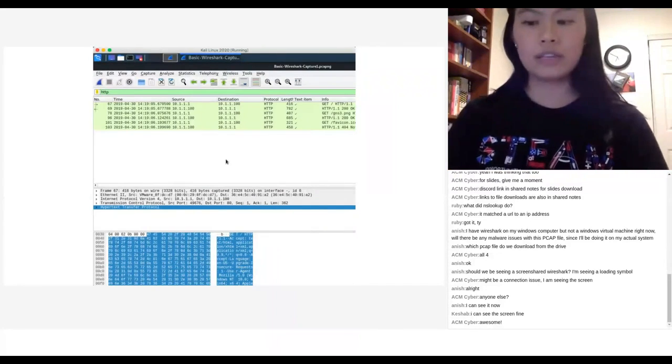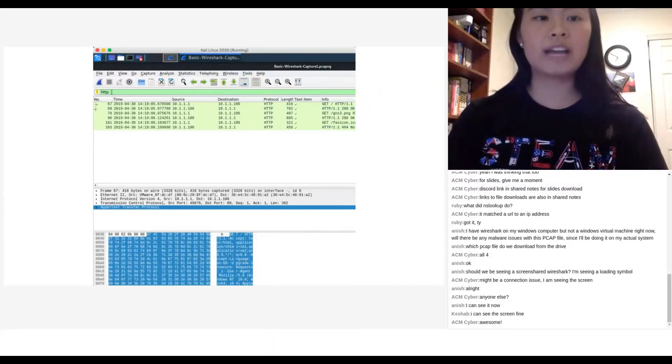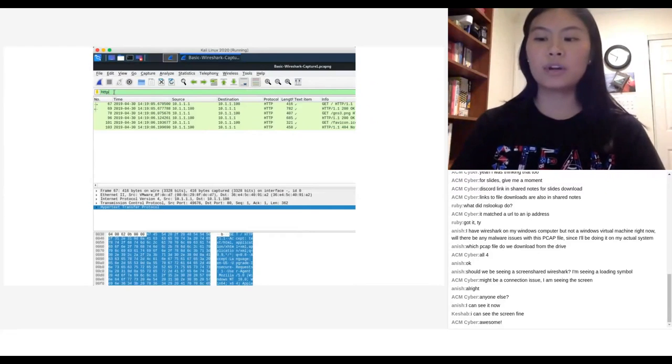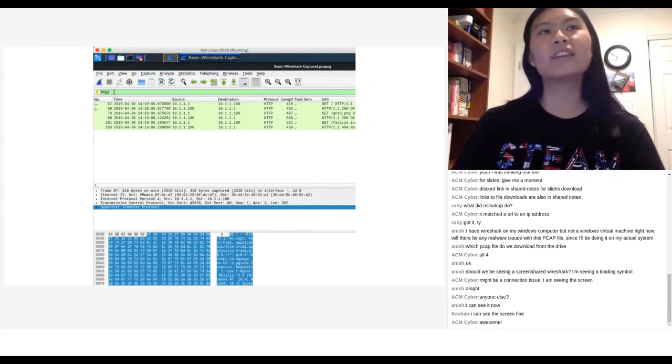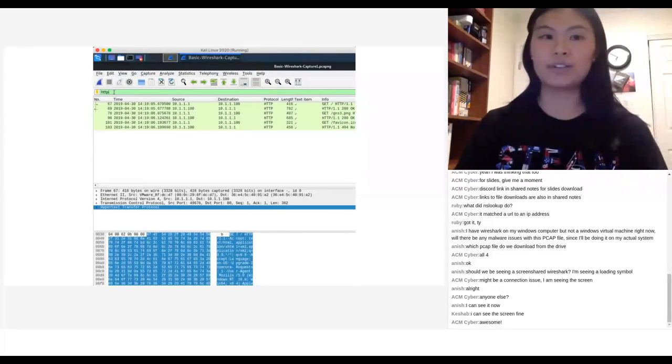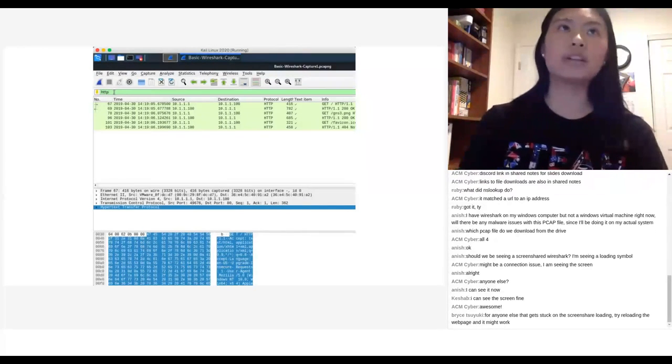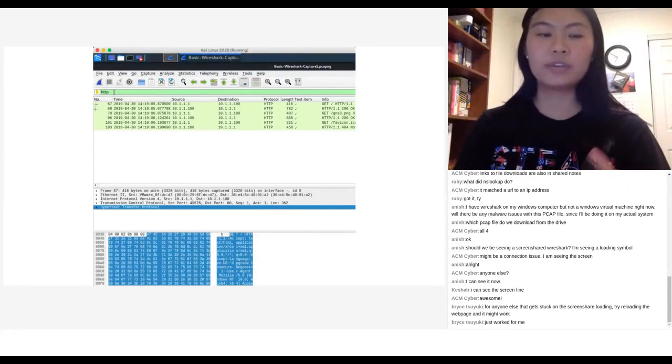The first thing I'm going to show you is what I typed in here. This is what's called a display filter, and it's kind of like Control F if you were in Microsoft Word. It finds the specific packets that you want corresponding to whatever you put. So it's a pretty simple one.